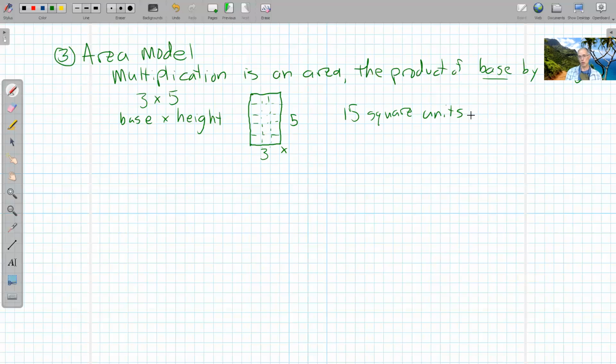And so sometimes we call them 15 square units. Sometimes we just say there's 15 squares. Area ends up giving us squares. Although there are other ways to do area that we'll look at in a future date. So that's the area model.